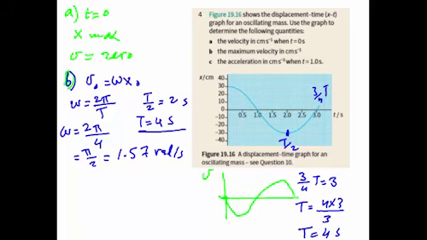Now, C, the acceleration in centimeter per second square when t equal to 1. Where is 1 second? Here. t equal to 1 second. At t equal to 1 second, displacement equal to 0. Displacement is equal to 0. That means also the acceleration should be 0. Yes? So let's go to the next question.